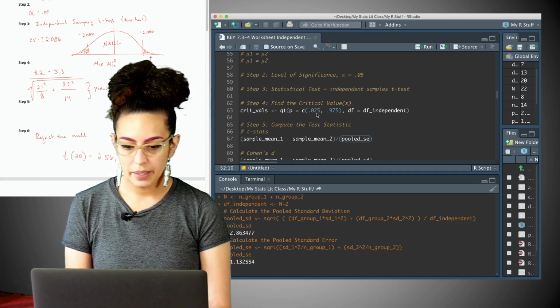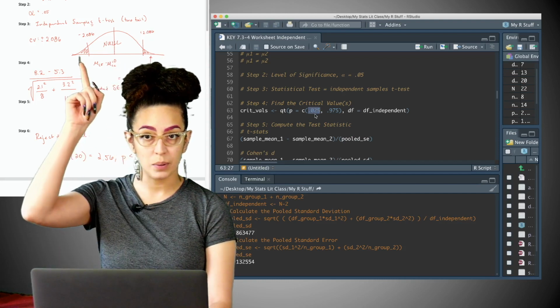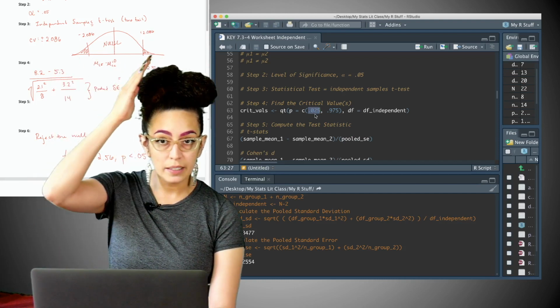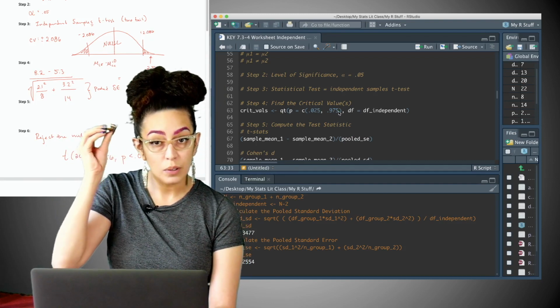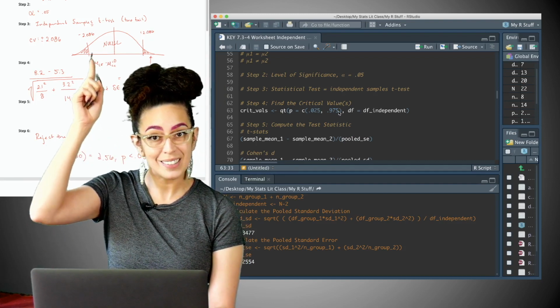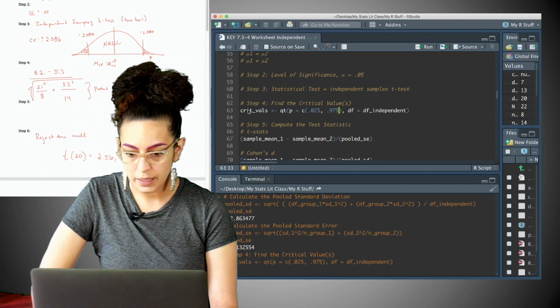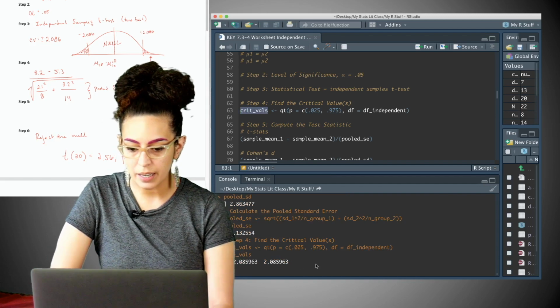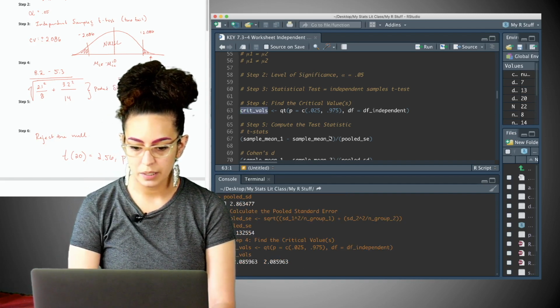So let's go and get our two tails, 95. So we use that 0.025 because we're looking for that proportion down here and this proportion up here, that 0.975. And we are looking for those standardized values that correspond with right here and right here. And if we go and get those, we see negative 2.09 and positive 2.09.